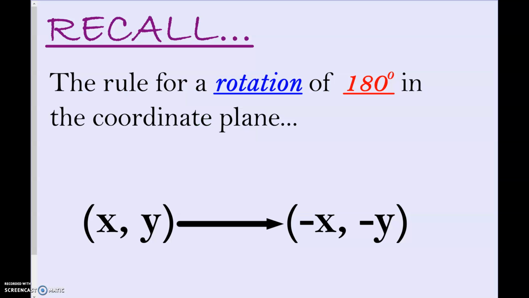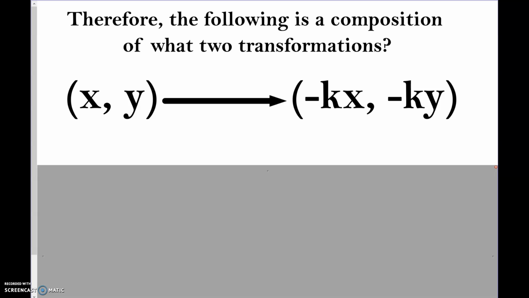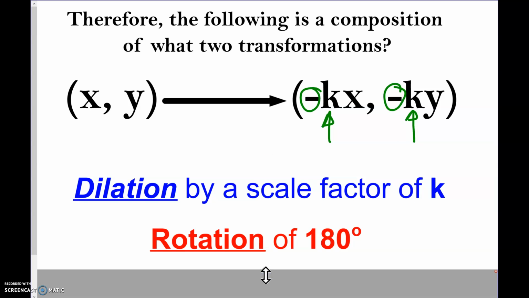The rule for a rotation, so just remember back when we were talking about rotations, that might have been lesson 3. What we do for 180 is we just put the negative in front of the x and y. So in this one, there are 2 transformations happening here. We're doing a dilation by multiplying by the K value, and we're doing a 180-degree rotation by having those both change signs here. So we're doing a dilation by the K and a rotation of 180 degrees.